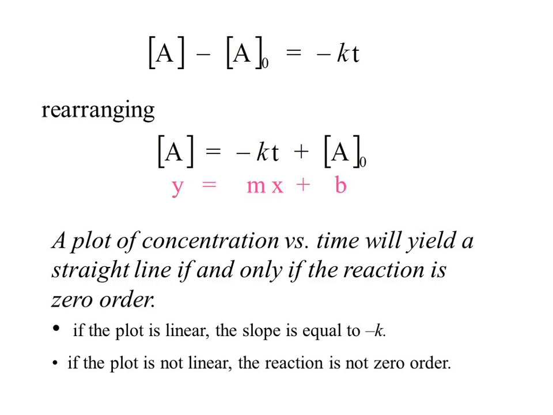If that line is straight, the slope, and I'll spell it out so we don't confuse our Ms, will be equal to negative k. That's how that works. If you plot the molar concentration of A versus time and it's not straight, it's not zero order.